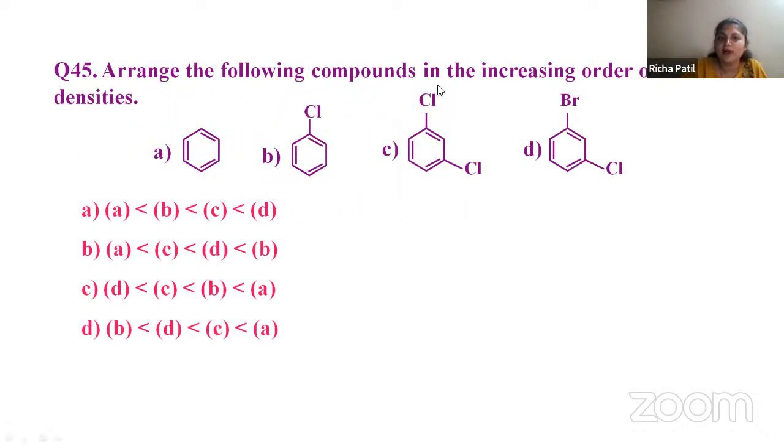Arrange the following compounds in the increasing order of their density. Increasing order means you have to arrange from small to big. So here A is less than B, B is less than C, and C is less than D. So it is the increasing order, and A is the correct answer.